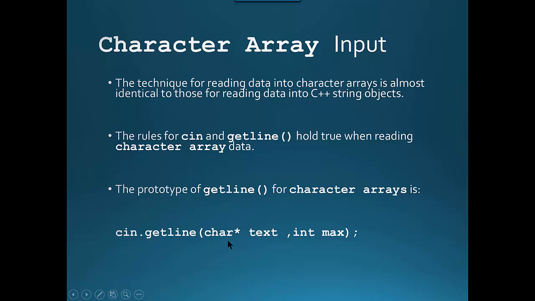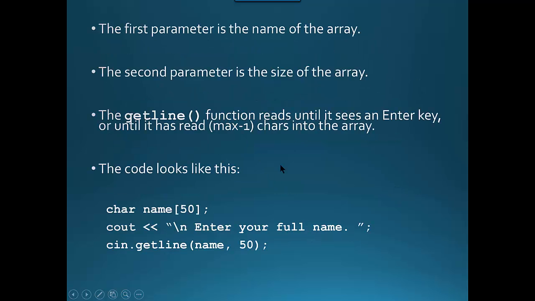So your array name would go in here, and then you have the option to put in the maximum number of characters to read in, which is probably a good idea. Otherwise, you might get too much information into your array. Here we're declaring a name with 50 elements, asking the user to enter their name, and then using getline to get the user's name into name. Because there are 50 elements in the array, we're limiting the input to 50 characters.